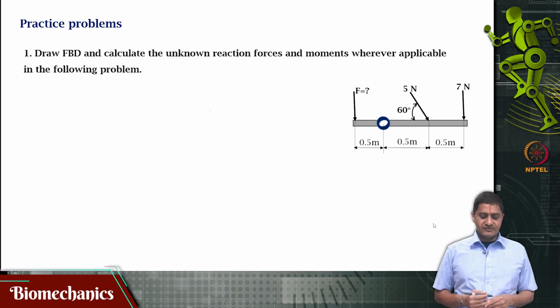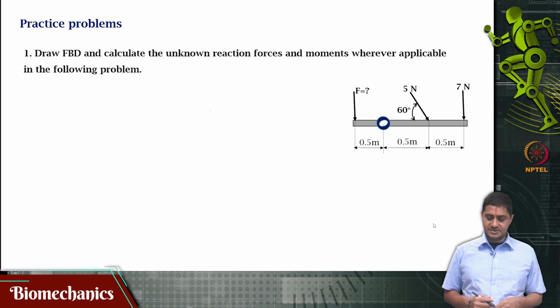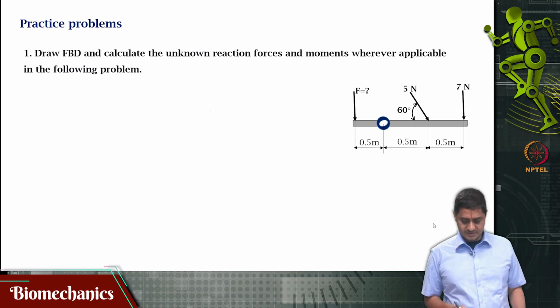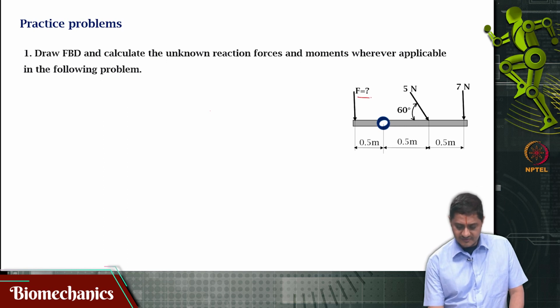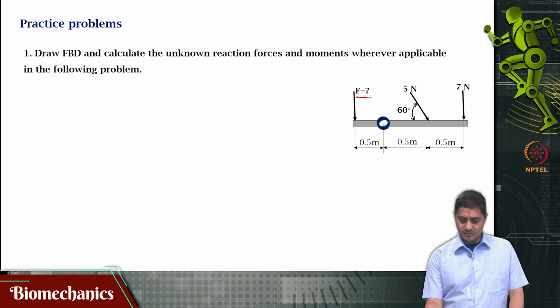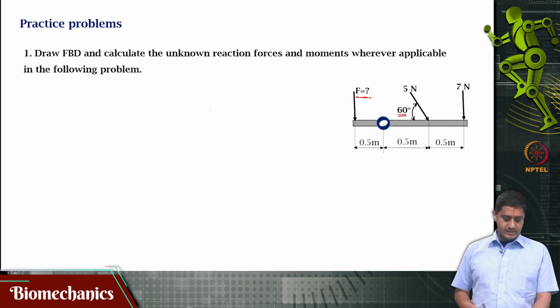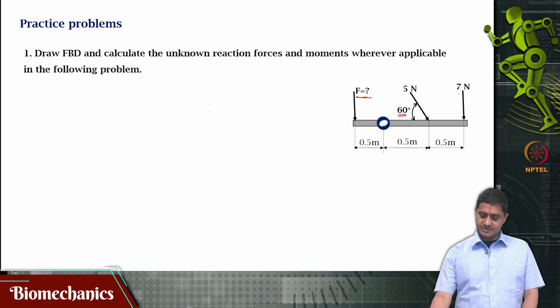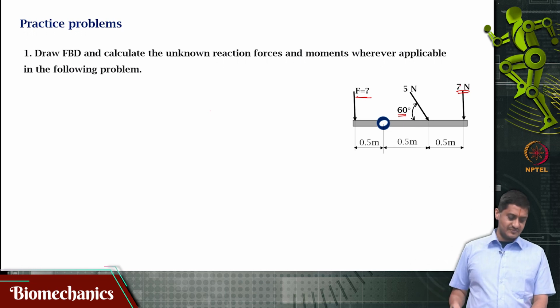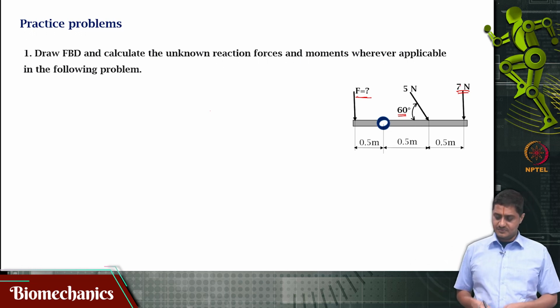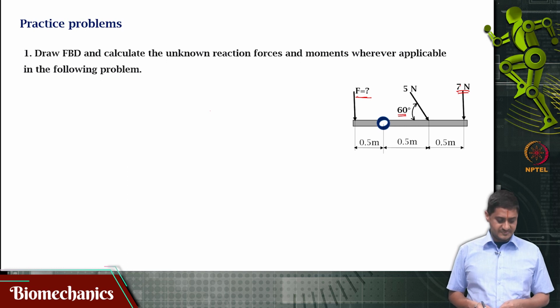The question is, draw the free body diagram and calculate the unknown reaction forces and moments wherever applicable in the following situation. Okay, this is the situation. There is a force that is applied here which I do not know, and there is a known 5 Newton force that is applied at an inclination of 60 degrees to the horizontal in this way, and there is a 7 Newton force that is applied perpendicular to the bar. These are all separated by 0.5 meters. How many unknowns will be there in this case?